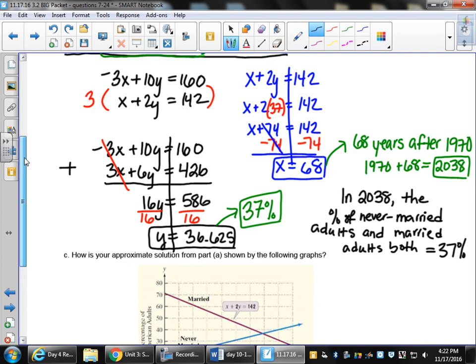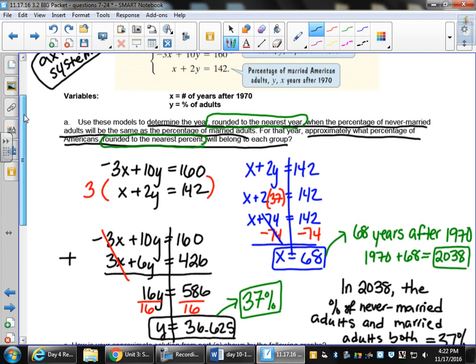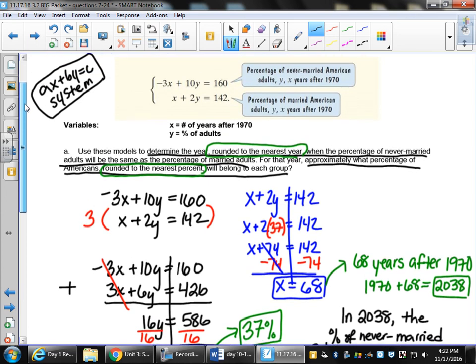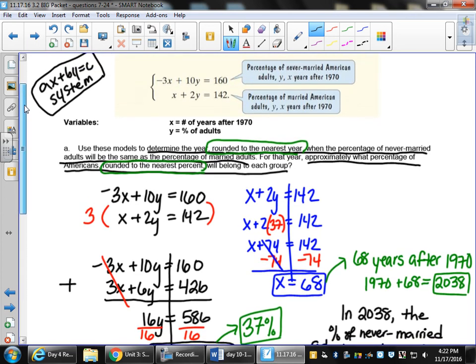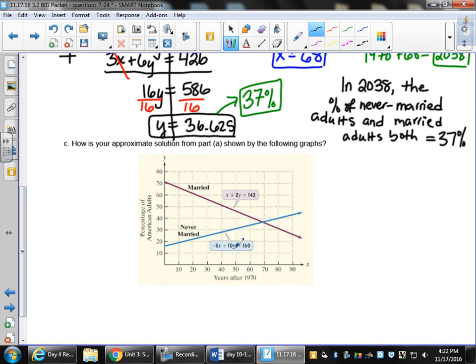How is your approximate solution from part A shown by the following graph? So if you notice, look at the equations you're given. Negative 3x plus 10y equals 160. X plus 2y equals 142. So this question actually took your two equations and graphed them.